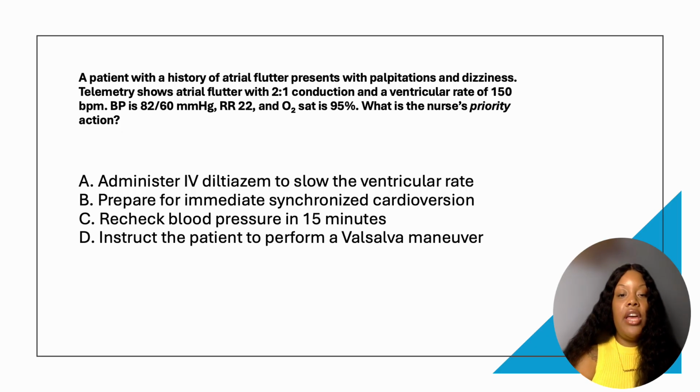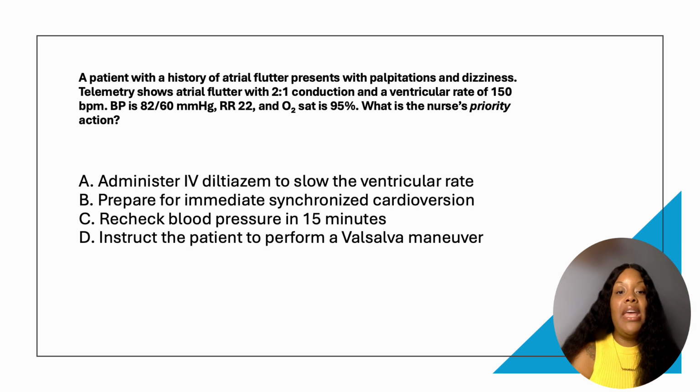A patient with a history of atrial flutter presents with palpitations and dizziness. Telemetry shows atrial flutter with a 2-to-1 conduction and a ventricular rate of 150 beats per minute. The blood pressure is 82/60, respirations 22, O2 is 95%. What is the nurse's priority action? Is it A, administer IV diltiazem to slow down the ventricular heart rate? B, prepare for immediate synchronized cardioversion. C, recheck the blood pressure in 15 minutes. Or D, instruct the client to perform the Valsalva maneuver. So I'm going to give you some time to think about it.